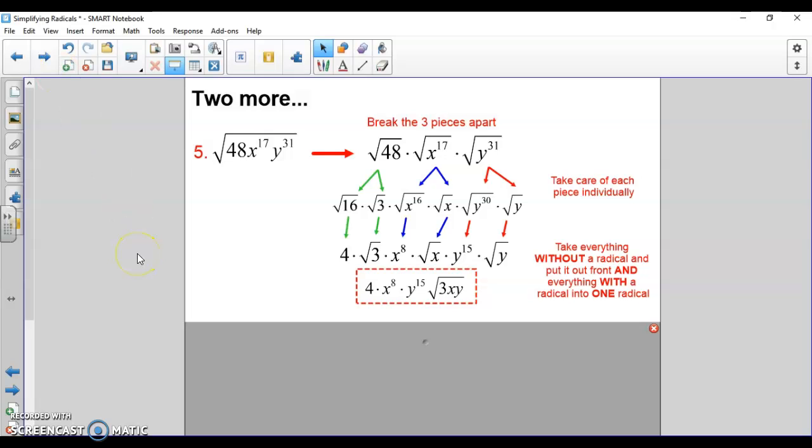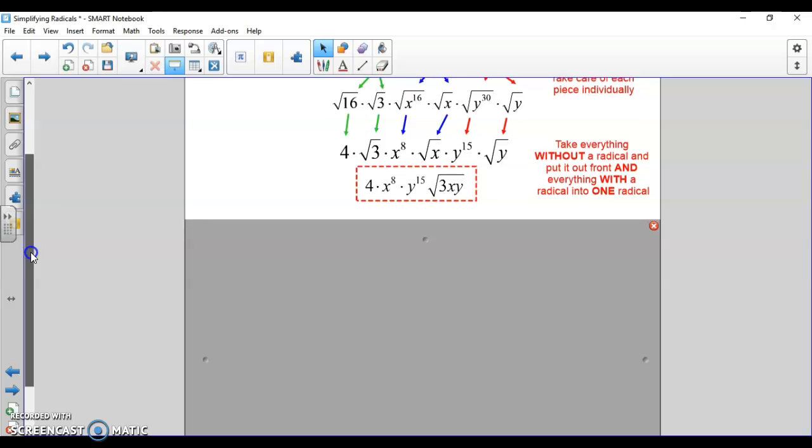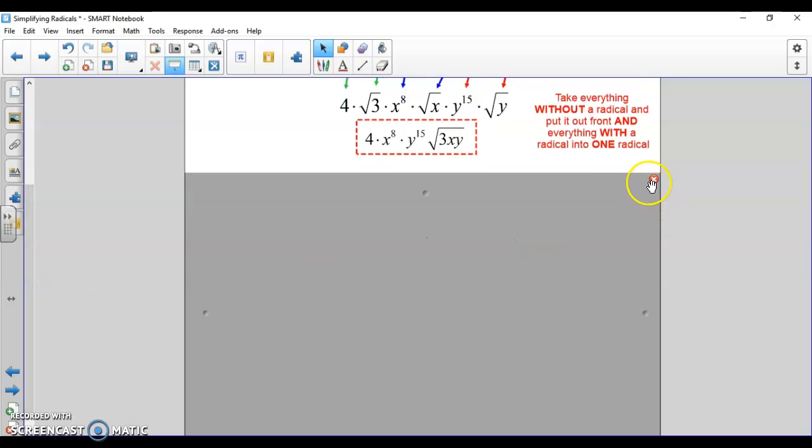Last 2 here. This is just 2 more examples. Same thing, it's just everything needs to be split up. 48, we already saw that earlier. 16 and 3, so 4 and radical 3. 17, you go x to the 16th and x. Y to the 31st is y to the 30th, y. Take care of each piece individually. Anything without a radical goes out front. Anything with a radical, tuck it in at the end.